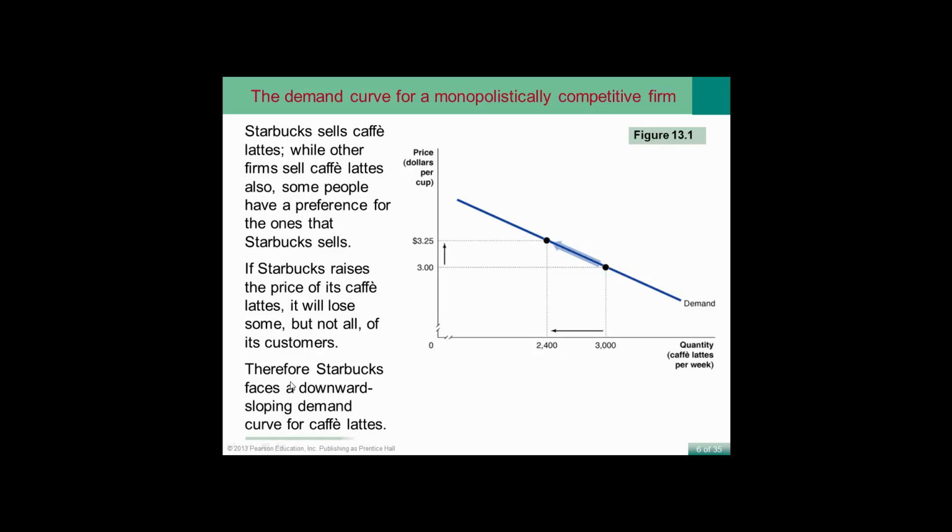The firms in the last chapter were price takers. This means that Starbucks' demand curve is downward sloping. As they increase the price of lattes from $3 to $3.25, the number of lattes per week goes down from 3,000 to 2,400. Again, a downward sloping demand curve for monopolistically competitive firms.